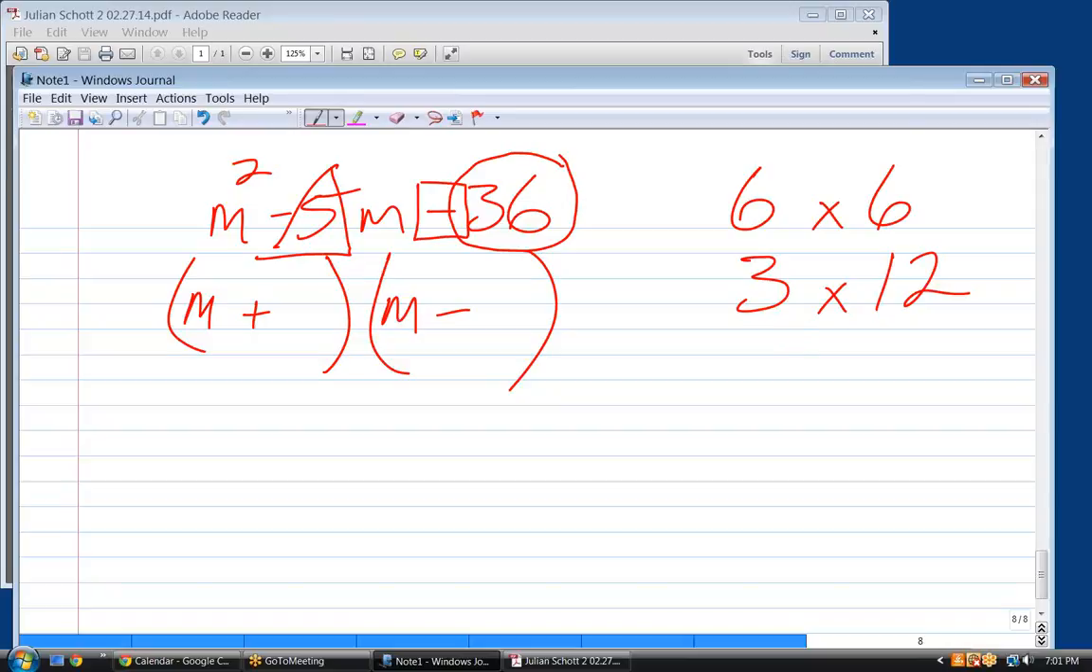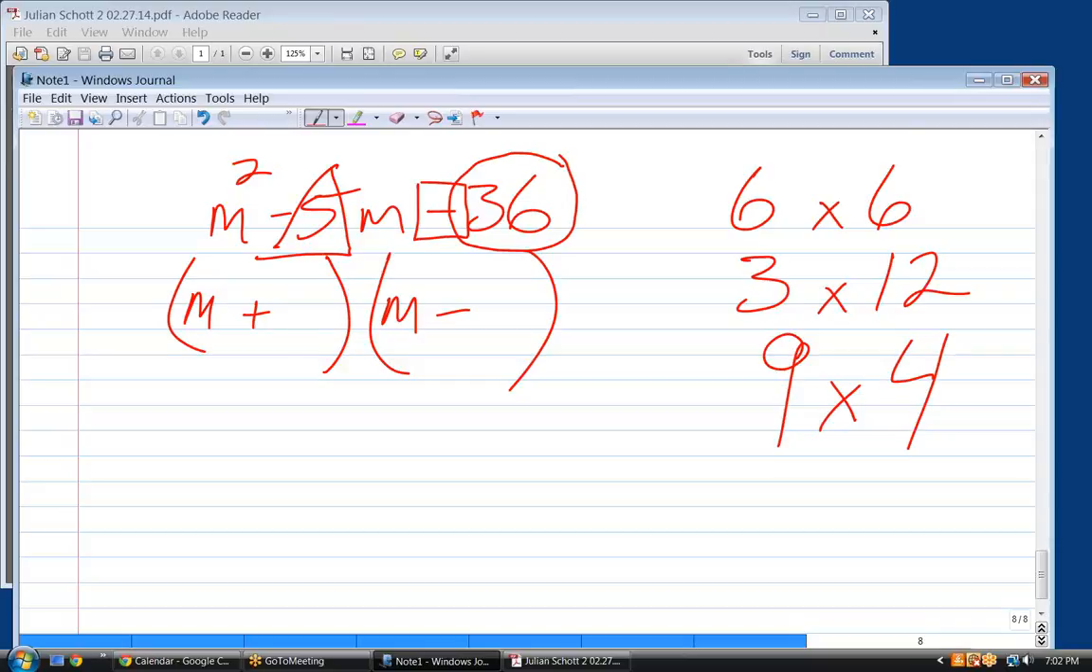It's also 9 times 4. Are you beginning to see why a calculator would not do you any good here? You have to know your times tables. In other words, if you didn't know that 9 times 4 was 36, how are you going to use a calculator to figure out that 9 and 4 are factors of 36?